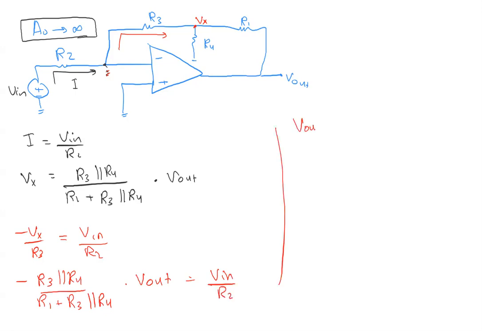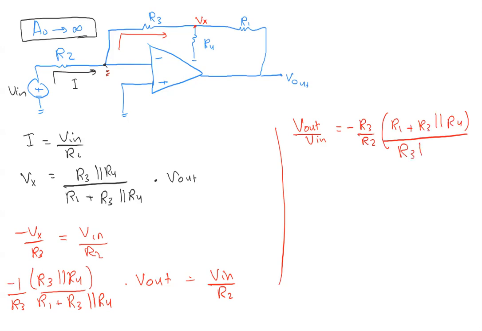therefore Vout over Vn equals minus 1 over R3, multiplied with this thing. Okay, so it will be minus R3 over R2 times (R1 plus R3 in parallel with R4) divided by R3 in parallel with R4.